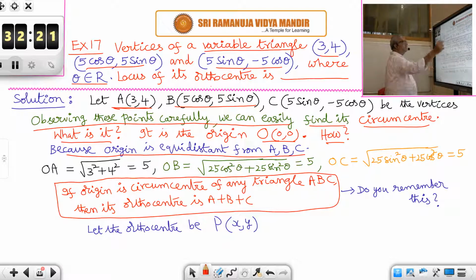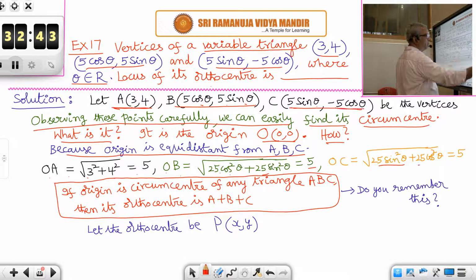Origin is (0, 0). First point A is (3, 4). What is OA? Root of 3 square plus 4 square, that is 5. What is OB? Root of (5 cos theta) whole square plus (5 sin theta) whole square. Taking 25 common, you will get 1 in the bracket, so root 25 is 5 only. What is OC? Root of (5 sin theta) whole square plus (minus 5 cos theta) whole square. Again 25 common, you get 1 in the bracket, and this is 5 only. You can see that OA, OB, OC all are 5 only.